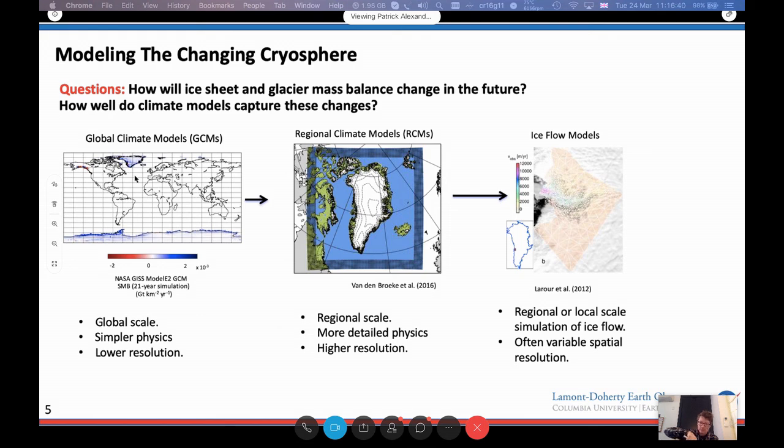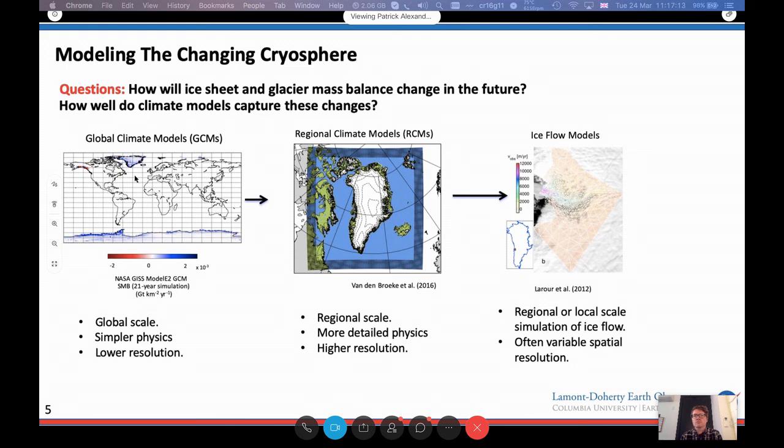So in order to project what's happening over ice sheets and even some mountain glaciers, we need to use higher resolution models, such as regional climate models. So these will be forced by the global climate model or reanalysis data at the lateral boundary, and they will simulate a much higher resolution atmosphere and surface with more detailed physics.